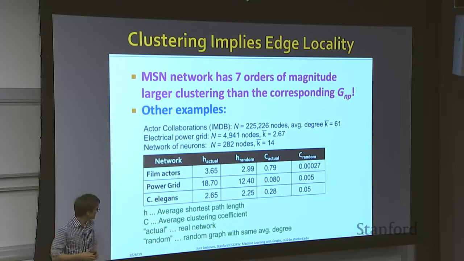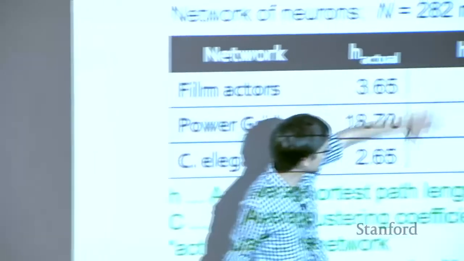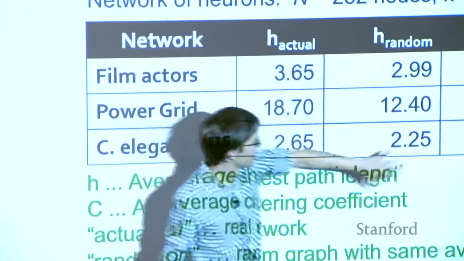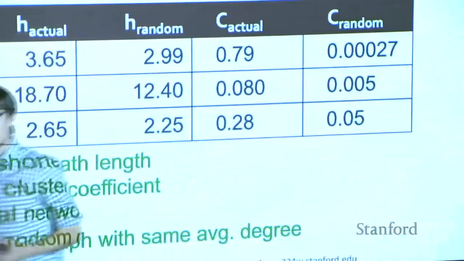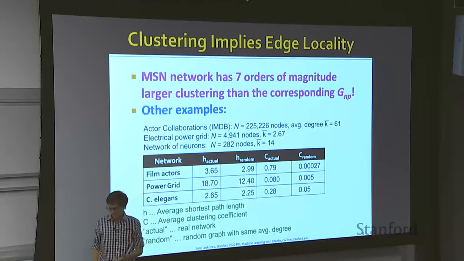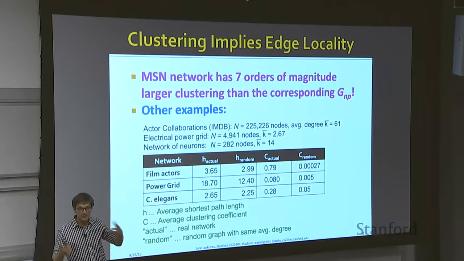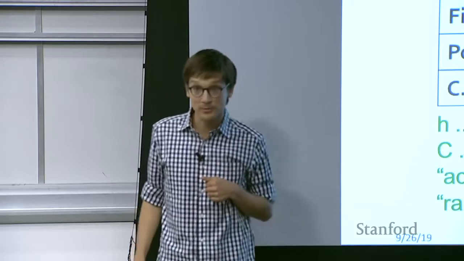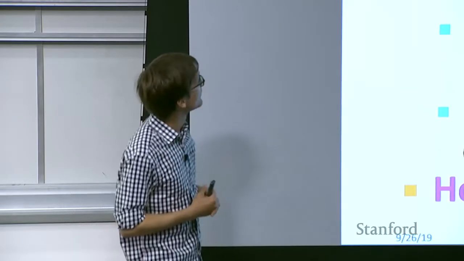So the point is that while random graphs have about the same shortest path lengths as real networks, they have far lower clustering. And the question is, why is that? Can we get the two to match, for both of them to match? So here's, in some sense, the controversy, right?